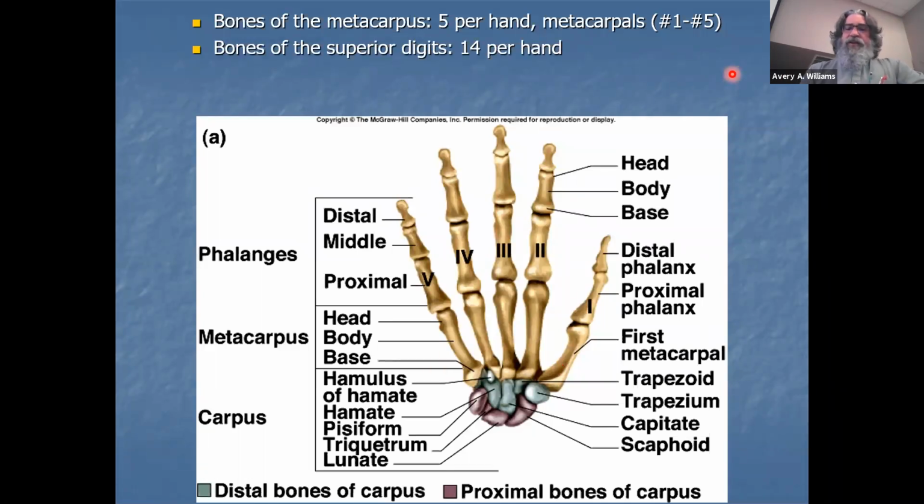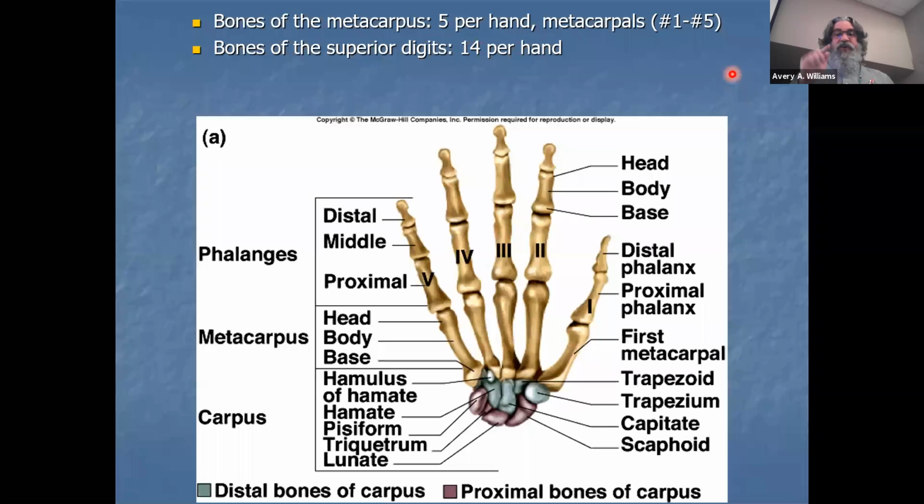But look at them. Bones of the superior digits, your finger bones, 14 per hand. You have 5 fingers, right? 14 is not a multiple of 5. So there's a discrepancy, and the discrepancy occurs in your first digit, your thumb.